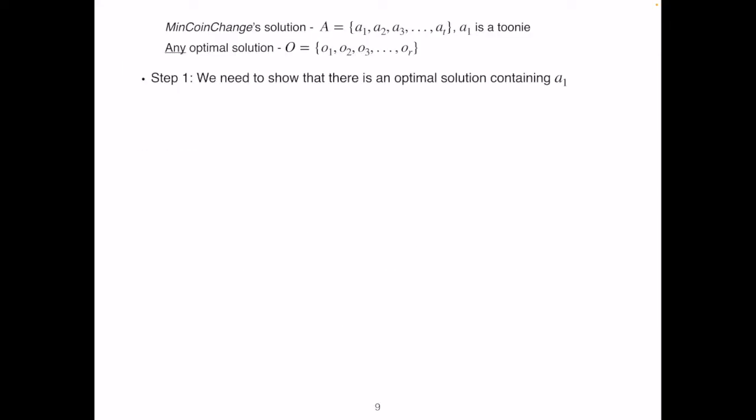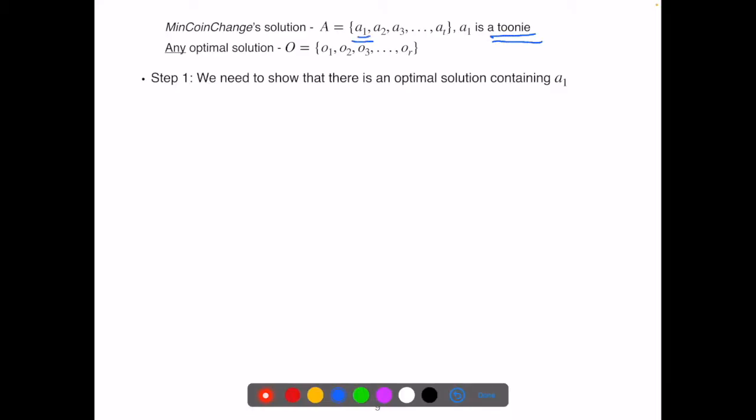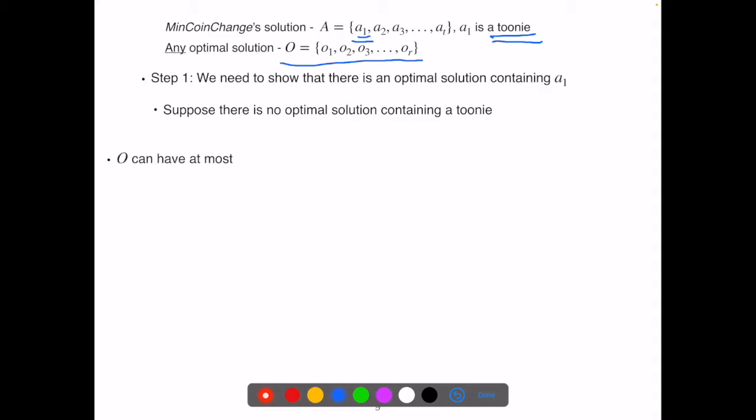Now let's look at the first step. We know when k is greater than or equal to 200, our algorithm's first choice A1 must be a toonie. Suppose there is no optimal solution that contains a toonie, and we will prove by contradiction. Let's assume this optimal solution is O, which picks coins O1, O2, O3, and OR. Suppose any optimal solution O does not contain a toonie. Now let's find the contradiction.